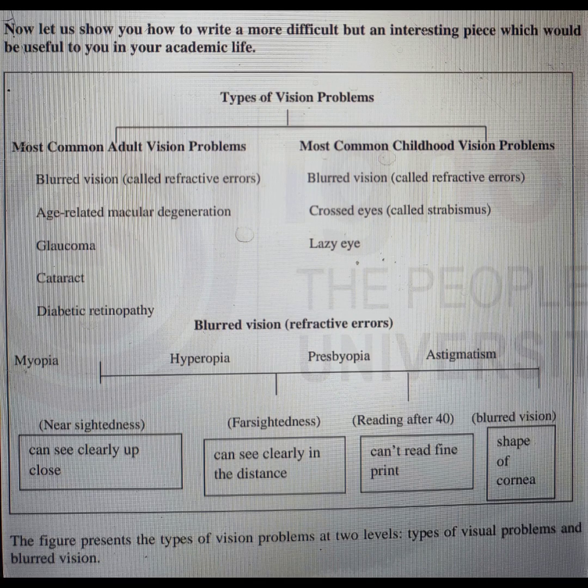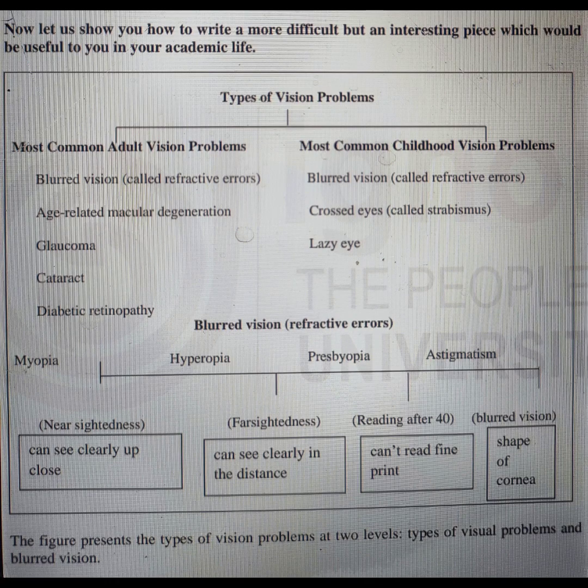Blurred vision, refractive errors. Myopia. Hyperopia. Presbyopia. Astigmatism. Nearsightedness. Can see clearly up close. Farsightedness. Can see clearly in the distance. Reading after 40. Blurred vision. Can't read fine print. Shape of cornea.